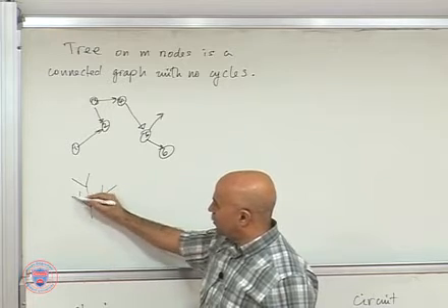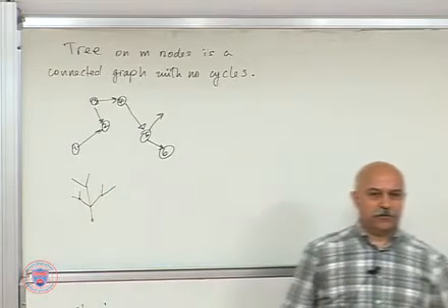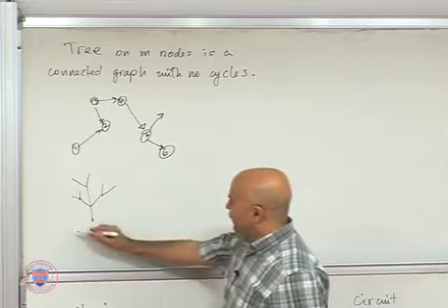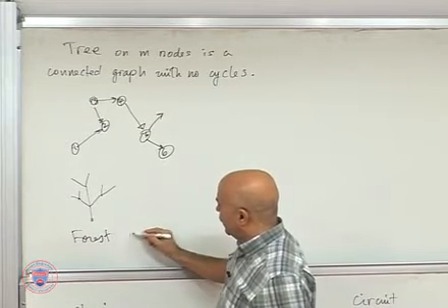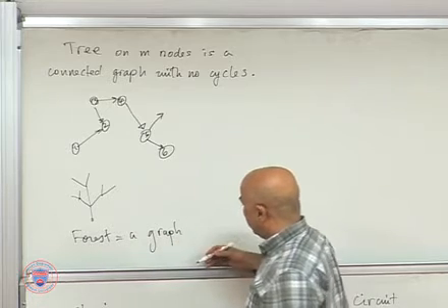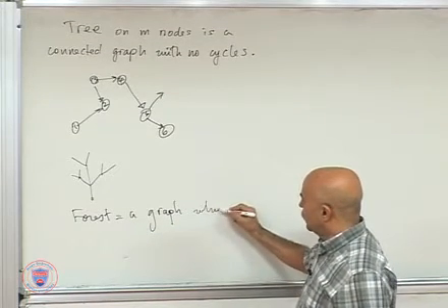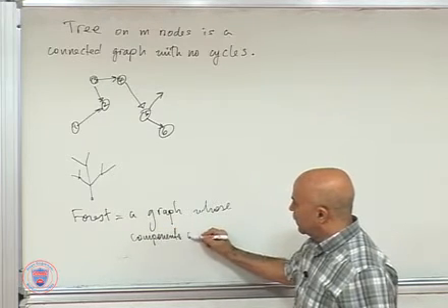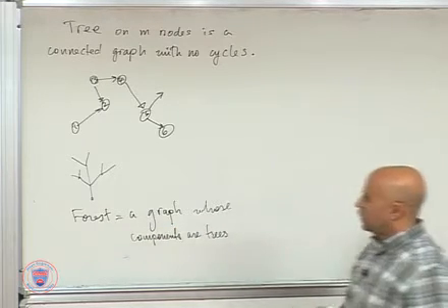That's where the terminology comes from. Things that look like trees are called trees. Graph terminology has a lot of this stuff. They also use forests. So if you have a graph whose components are trees, then you have a forest. Okay? So let's also give that definition. A forest is a graph whose components are trees.